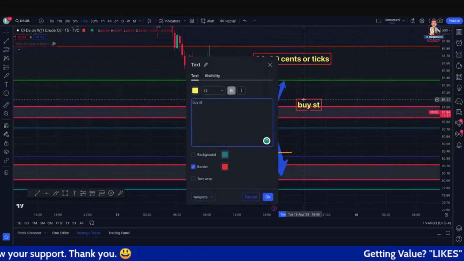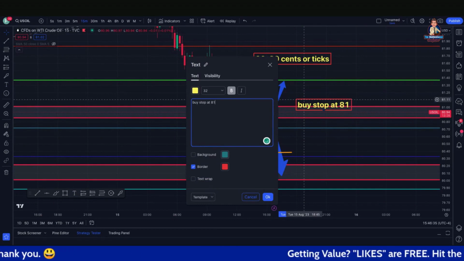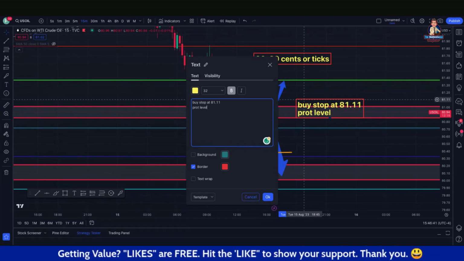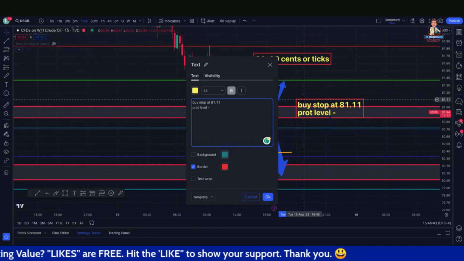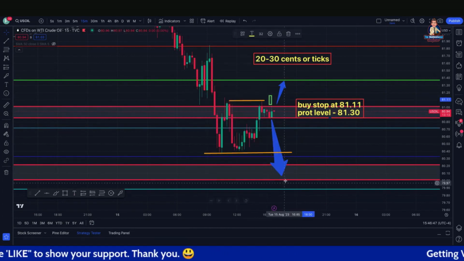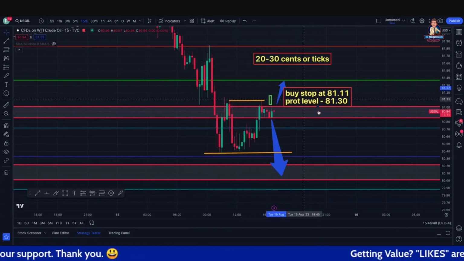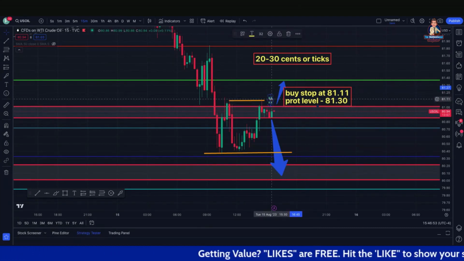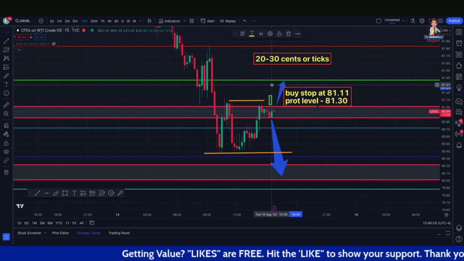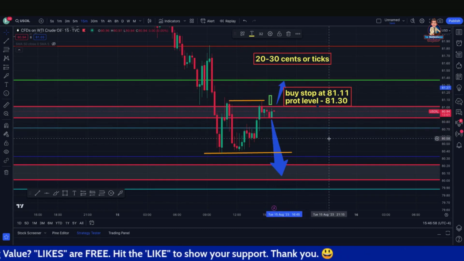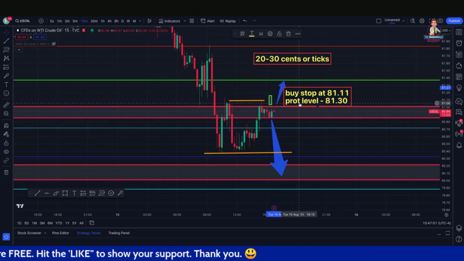So buy stop at 81.11. Okay. Profit level 81.30. That's going to give you about those 20 ticks, right? So if you want to do a buy stop right here, what I'm telling you here to happen is that price goes up, picks up your trade, and closes you out right here at 30, right before the Fibonacci level. Okay, so that's a possible trade for you right there.